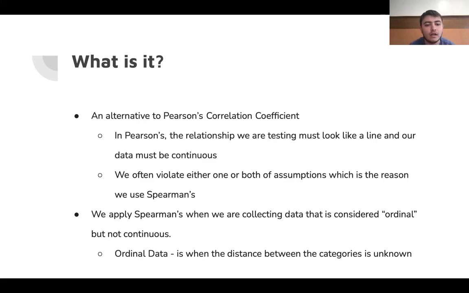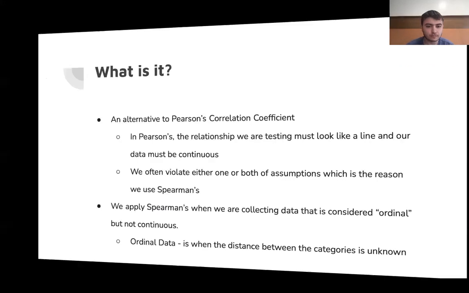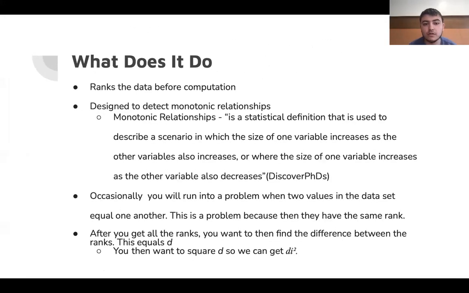We apply Spearman's when we are collecting data that is considered ordinal but not continuous. And ordinal data is when the distance between the categories is unknown. What does it do? It ranks the data before computation.